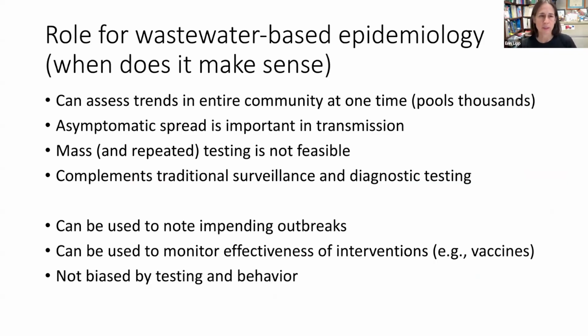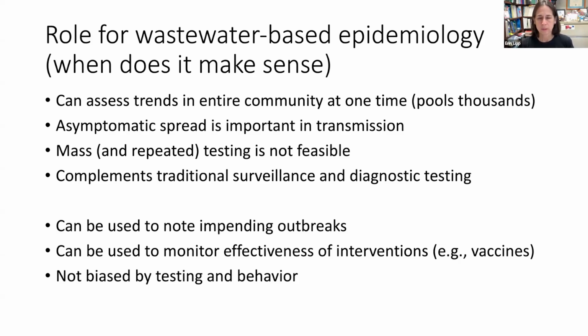So to start to pull this together, I think there's an important role for wastewater-based epidemiology, but we have to think about when it makes sense. When it makes sense to do this, and the value that it has, is that it can assess trends in an entire community at one time. Again, it pools thousands of people at once. It can be important when there's asymptomatic spread of a particular pathogen, if that's important in transmission. It can become valuable when mass and repeated testing is not feasible, or people just don't get tested for a particular disease. And it really complements traditional surveillance and diagnostic testing. And I'll go into that a little bit more in a couple of slides.